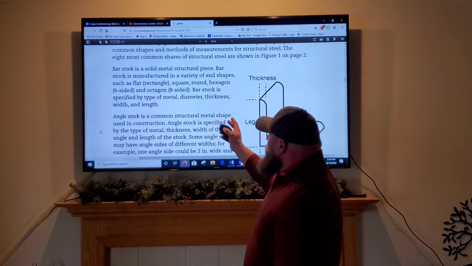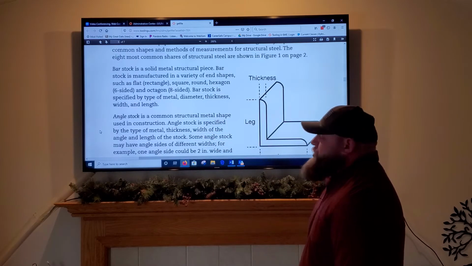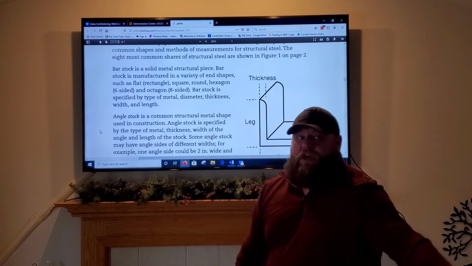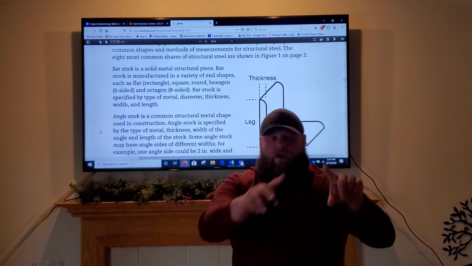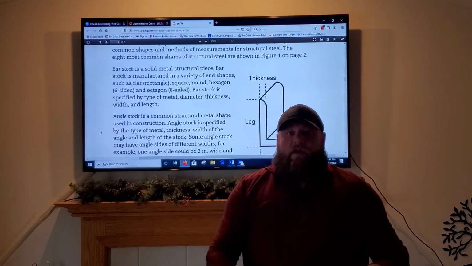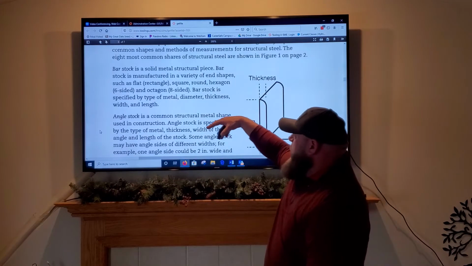It is a solid metal structure piece or structural piece. Bar stock is manufactured in a variety of end shapes, meaning if I were to take that bar stock, turn it down, and look toward the end of it, down the piece itself, that bar stock can be an octagon shape. It can be a flat shape. It can be square, round, hexagon, octagon.